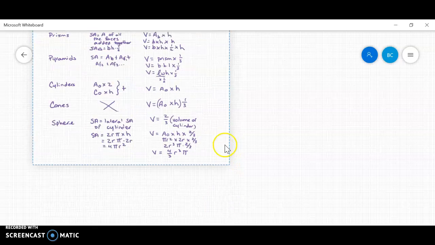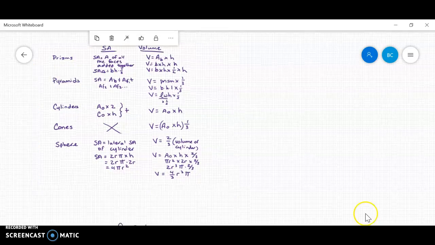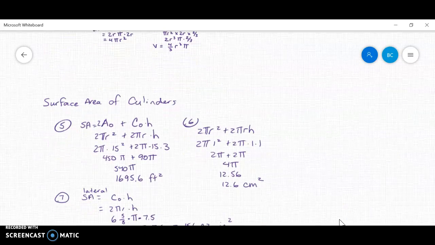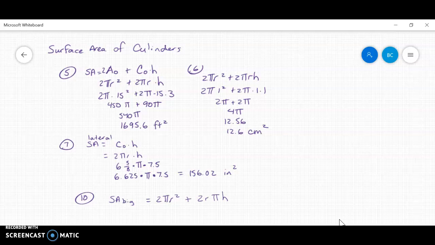So we talked about prisms and pyramids on the last video. Now we're moving on to the surface area and volume of cylinders, spheres, and cones. Not as many people had questions about the surface area of cylinders, so I'm going to go over these pretty quickly. There were actually 4 problems on the practice summative having to do with that.